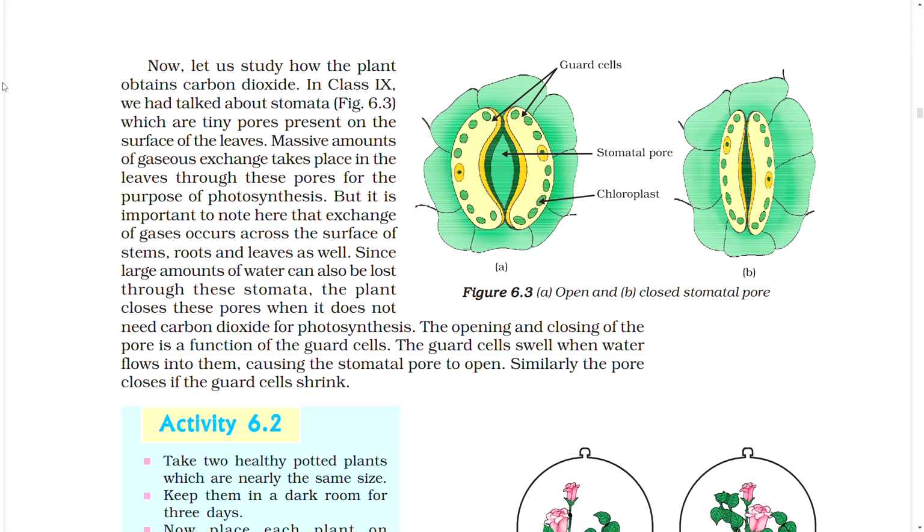But it is important to note here that exchange of gases occurs across the surface of stems, roots and leaves as well, since a large amount of water can also be lost through these stomata. The plant closes these pores when it does not need carbon dioxide for photosynthesis. The opening and closing of the pore is a function of the guard cells. The guard cells swell when water flows into them, causing the stomatal pore to open. Similarly, the pore closes if the guard cells shrink.